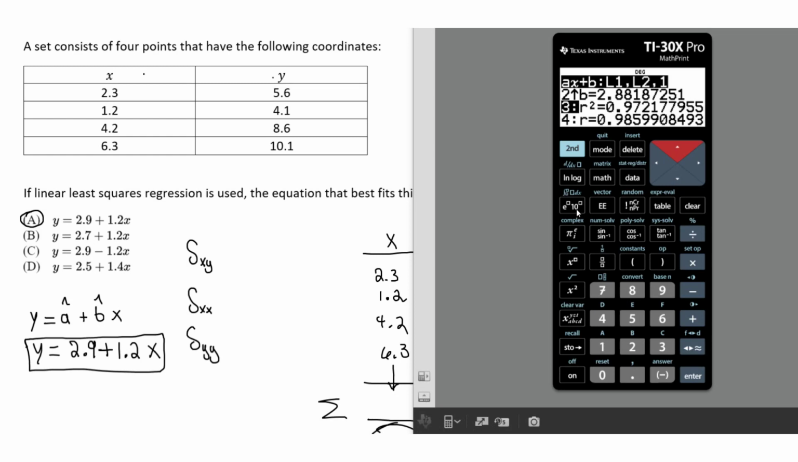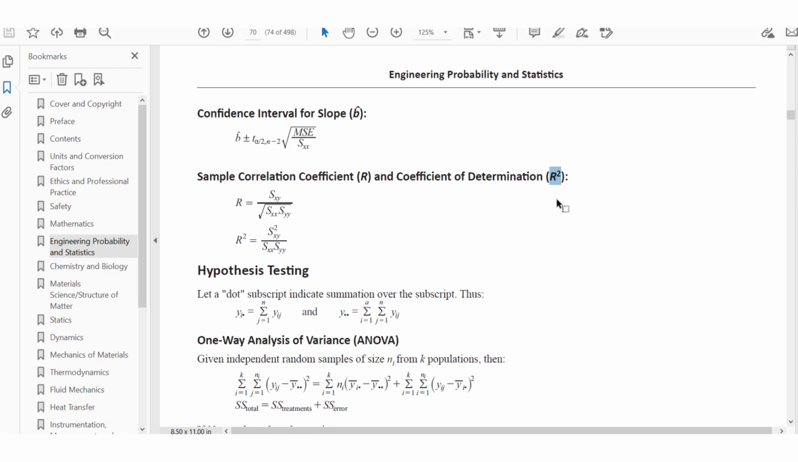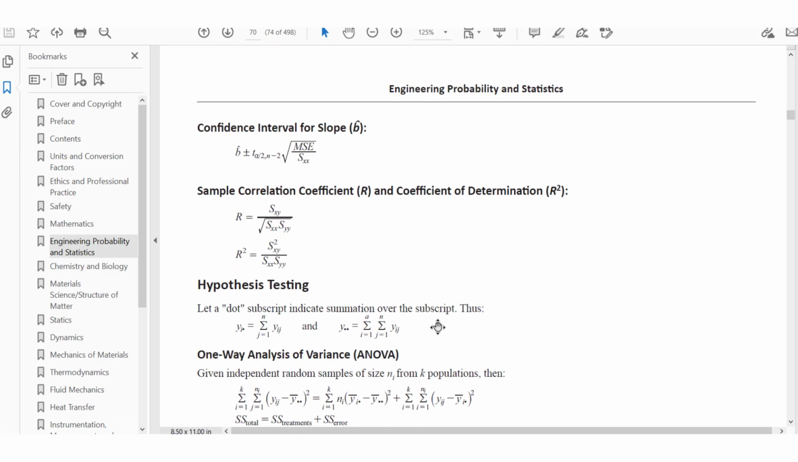Before we finish off this video, I would just want to say that we can also find the R squared value and the R value. So you might be asked these values, the R squared and the R value. These are also given in the handbook on this page. It's going to be page 70 in the new FE handbook. The R value is the sample correlation coefficient. R squared is the coefficient of determination. You might have seen it in Excel when you do the line of best fit, right? The higher it is, the more accurate your line of best fit is. So this is the R squared value and the R value.